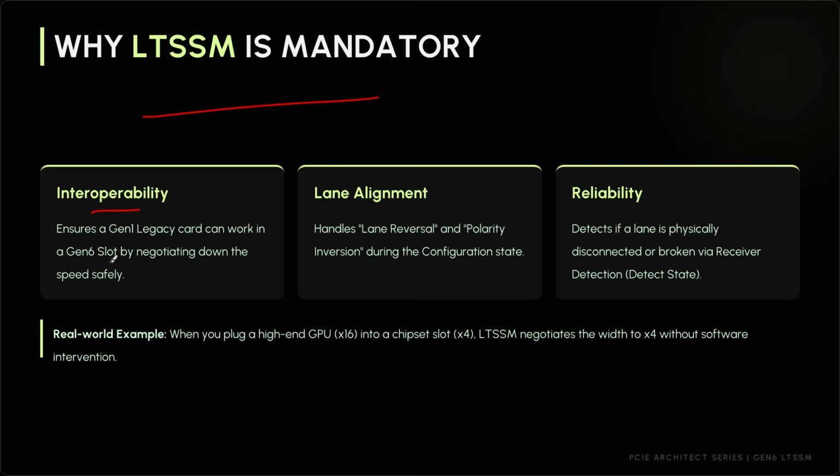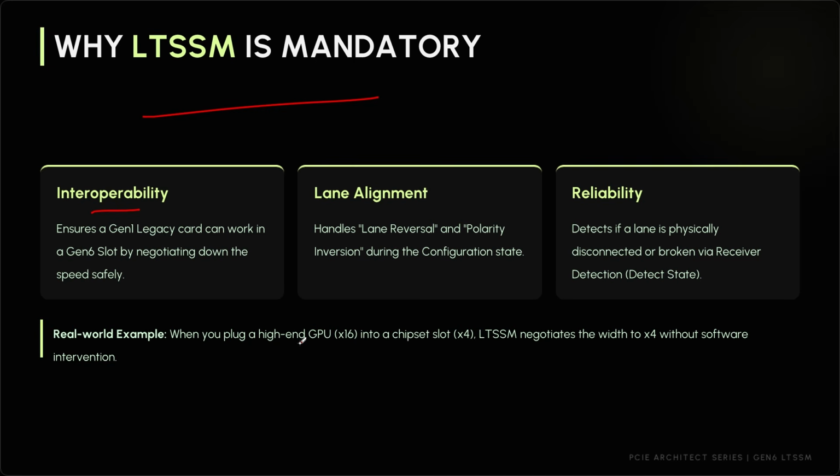It also ensures reliability. If a lane is broken or disconnected, LTSSM detects the issue and configures the link accordingly. A great real world example is connecting a GPU which is capable of 16 lane operation into a motherboard slot which has capability of only 4 lanes. Here the GPU still works because LTSSM negotiates the link width automatically.